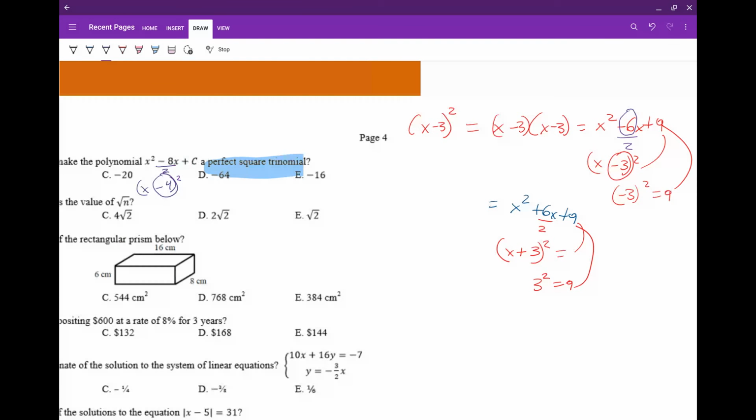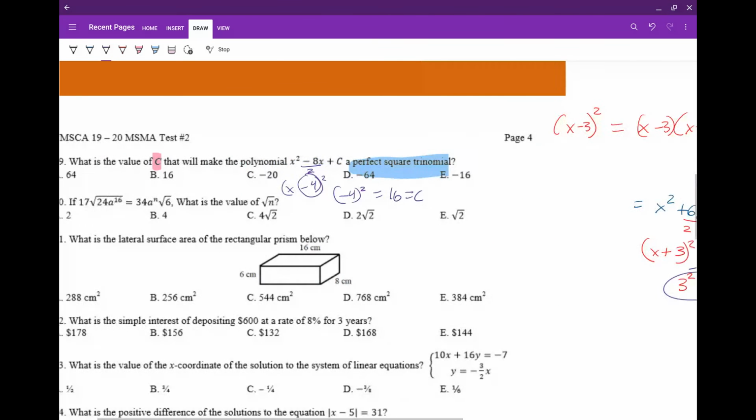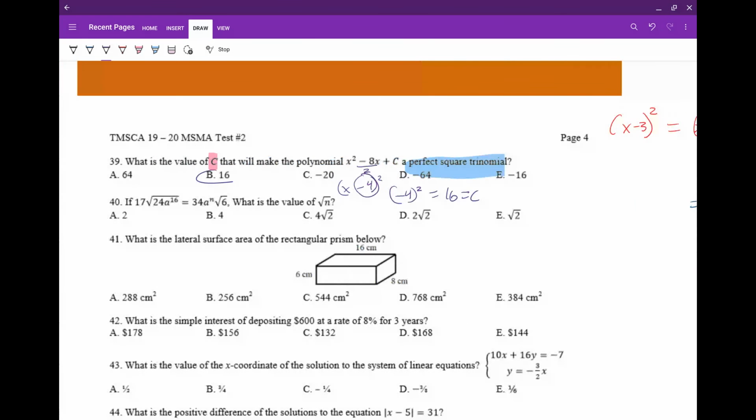whatever that is, if you square it, you get c, as we saw here and then here. You just square -4. Remember, you're squaring -4, not just +4. And then you get positive 16 as your c value. You can FOIL this out, but you don't need to, because that's your answer. 39 would be B.